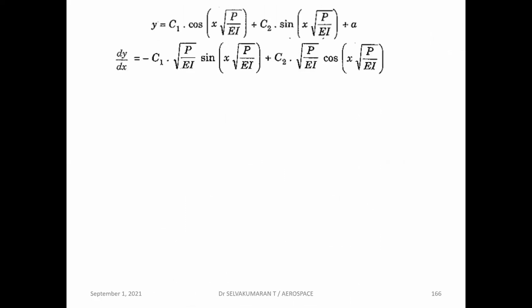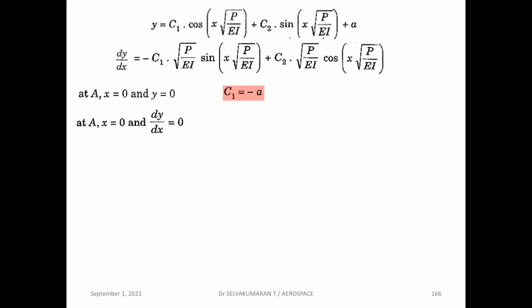Then write down again the equation. Y is equal to the deflection. At A, x is 0, y is 0. Substitute this into the equation. At A, x is 0, y is 0. So what will happen? C1 is equal to minus A. So the sine term will vanish, because sine 0 is 0, y is 0, cos 0 is 1. So C1 is equal to minus A.